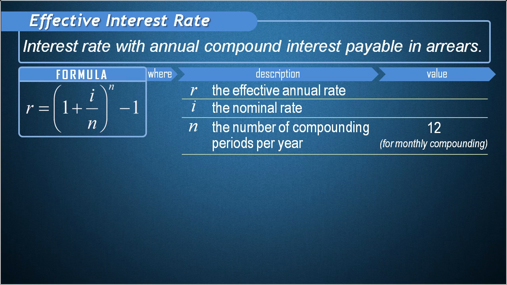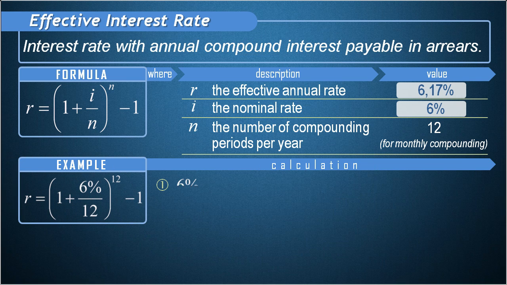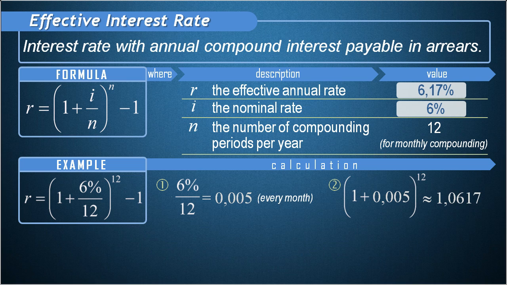For example, a nominal interest rate of 6% compounded monthly is equivalent to an effective interest rate of 6.17%. 6% compounded monthly is credited as 6% divided by 12 equals 0.005 every month. After 1 year, the initial capital is increased by the factor making approximately 1.0617.